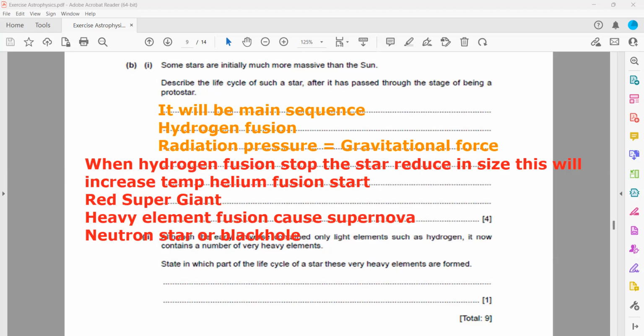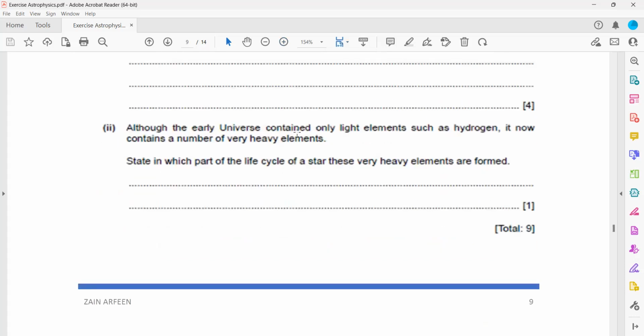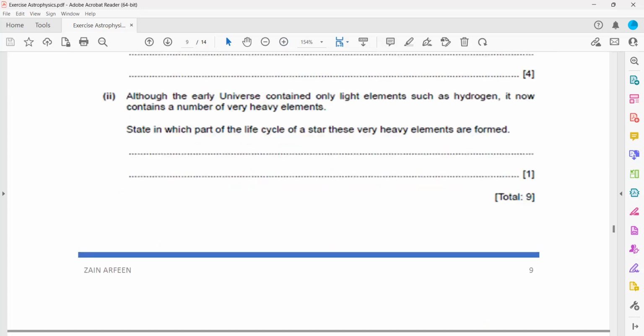Then, although the early universe contained only light elements such as hydrogen, it now contains a number of heavy elements. State in which part of the life cycle of a star these very heavy elements are formed. Yes, that's right, it is in the supernova. When it is a red giant, helium is producing carbon, nitrogen and other elements. But in a supernova, when the heavy elements fuse further, they produce even heavier elements. So it produces them in a supernova.